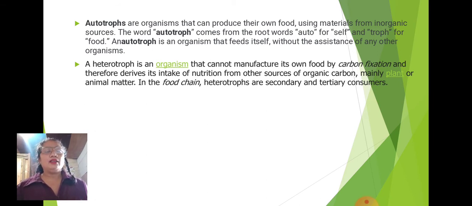In a food chain, heterotrophs are secondary and tertiary consumers. A very good example is this. Plants get energy from sunlight, then they grow. Then humans or other animals eat the plants. For example, a cow eats the grasses. Why do animals need this? Yes, energy. What else? Yes, to survive. Okay, very good, correct answer.